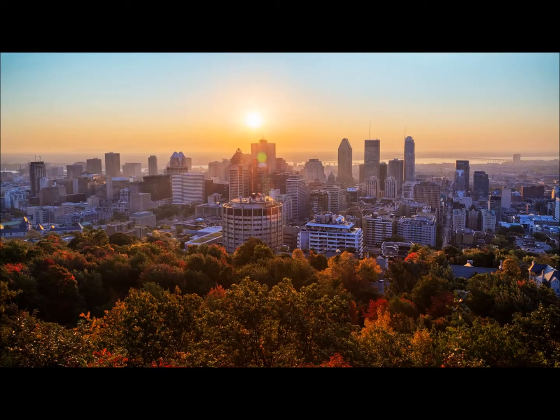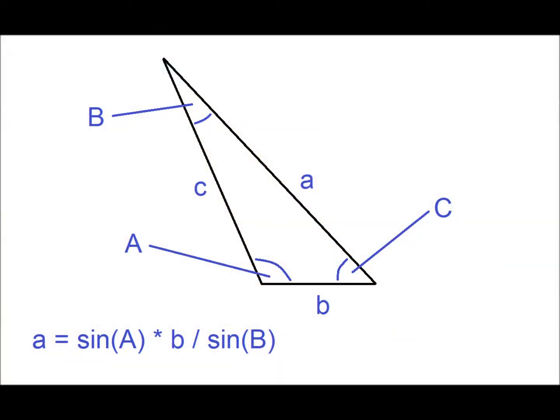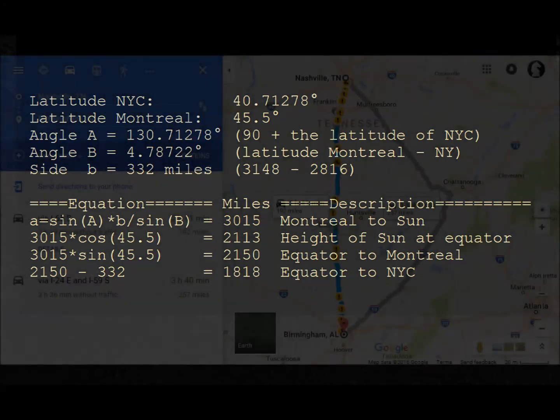So now I've got numbers to work with, so let's put them on a sketch. I'm looking for side A, that's the distance to the sun. Angle A, which is opposite side A, is 90 plus the latitude of New York City, or 130.71278 degrees. Side B, which is New York City to Montreal, is 332 miles, and angle B, which is opposite side B, is the latitude of Montreal minus the latitude of New York City, or 4.78722 degrees. This page shows the data that I used at the top and the results of the calculations at the bottom. You can pause the screen and look that over.